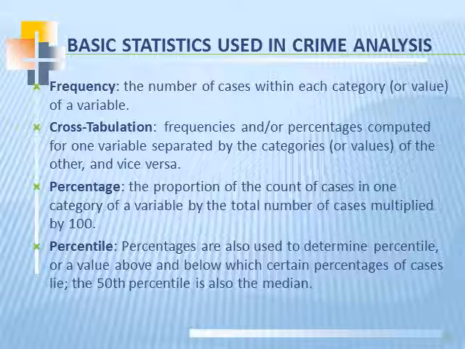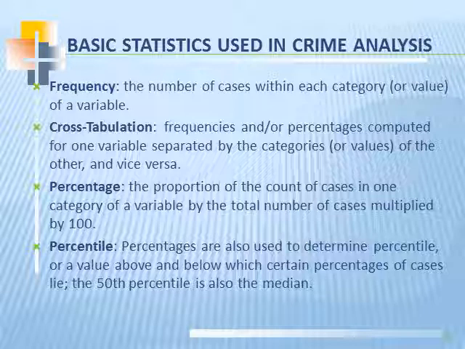A cross-tabulation, also called a crosstab, is a way to examine the frequency of cases for two variables at once. The frequencies are computed for one variable separated by the categories or values of the other and vice versa. A percentage is the count of cases in one category of a variable divided by the total number of cases multiplied by 100.